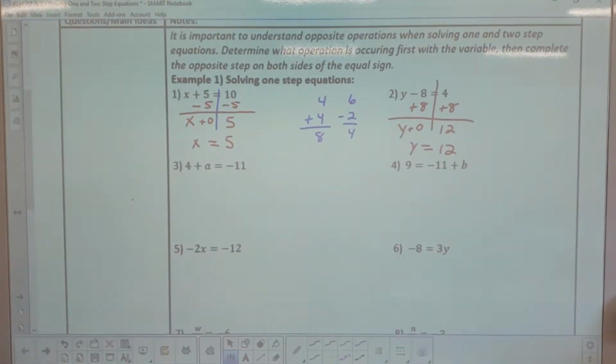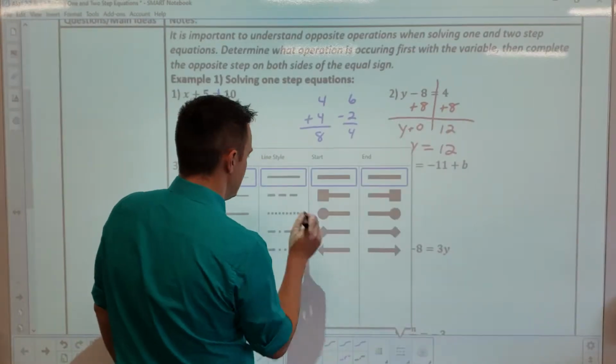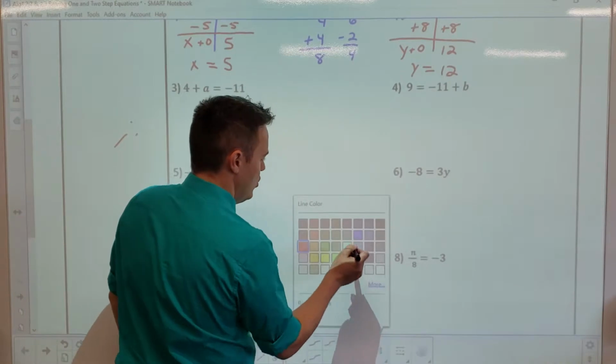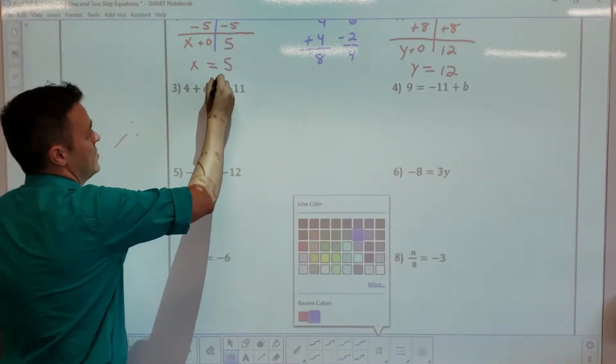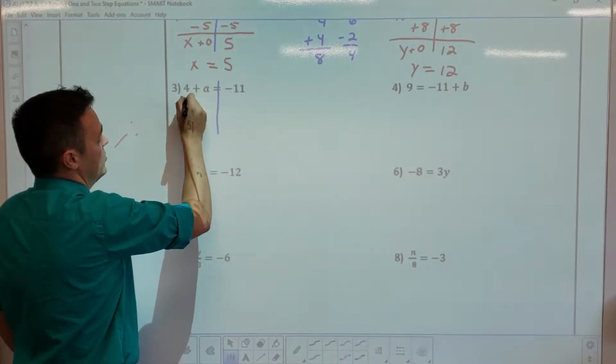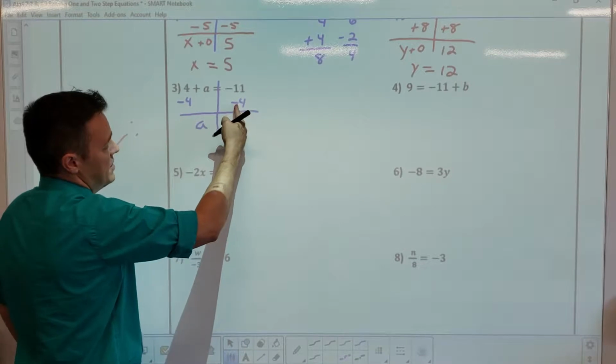Do 3 and 4, please. All right, 3 and 4, relatively simple, the same thing. Make sure as you walk through this process that you simplify this up. Draw a line down the middle. We're not touching the a, we're moving the negative 4, a, and then 11 minus 4.